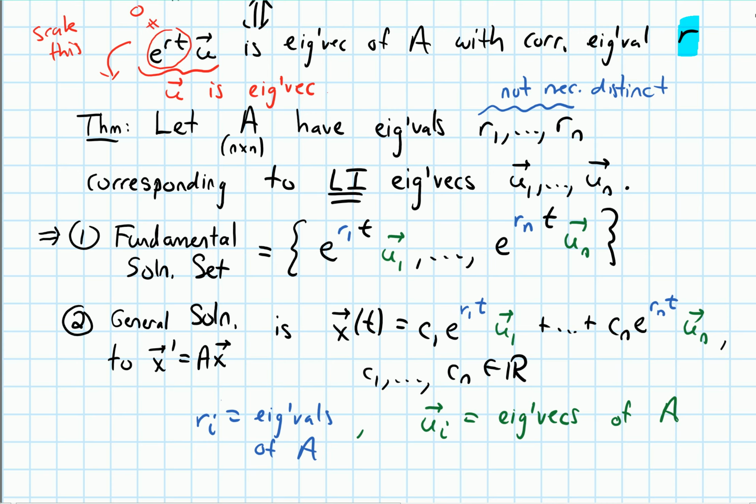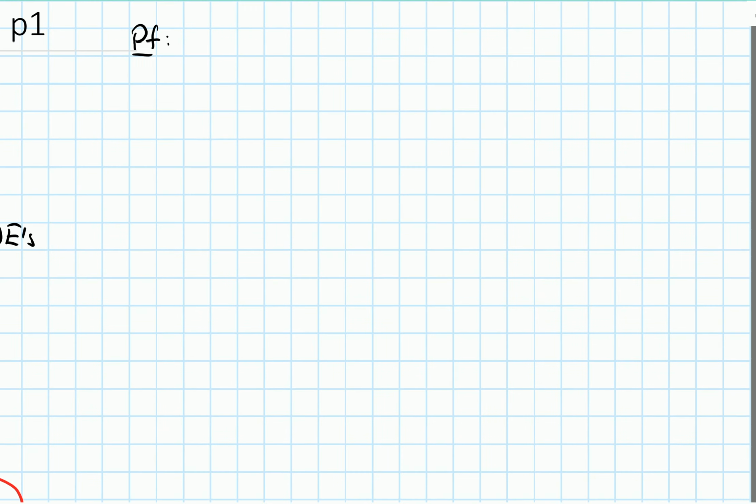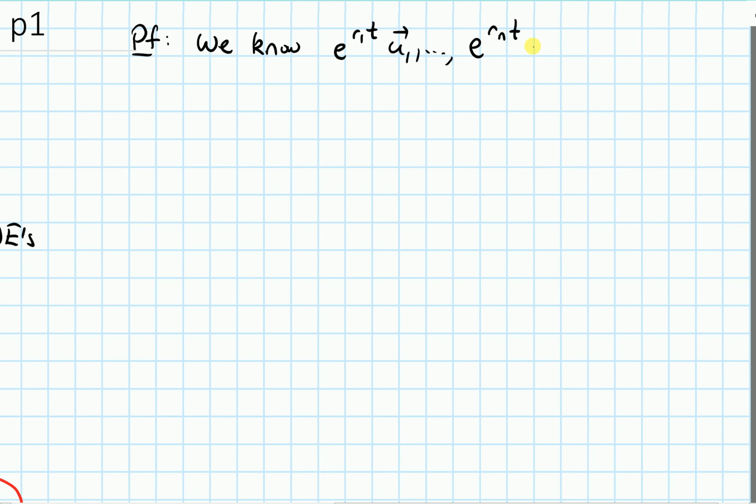Okay, so next I want to give a proof for why all of these functions here are linearly independent. Alright, so how do we prove this? Well, we know that e to the r1t times u1, dot dot dot, up to e to the rnt un, are all solutions of our equation x prime equals Ax.